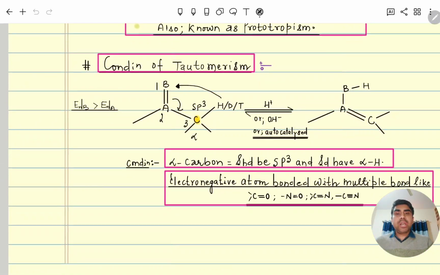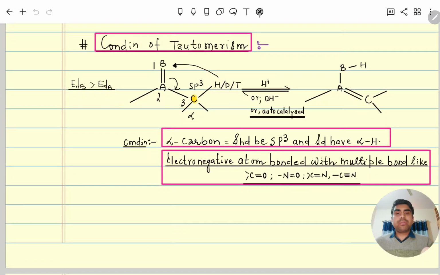So this is the introduction and understanding of tautomerism. Now we will discuss the conditions of tautomerism. The condition is that A and B should have a multiple bond, double or triple bond. B should be more electronegative than A, so that the bond will get polarized like this. Along with that, the alpha carbon should be sp3.